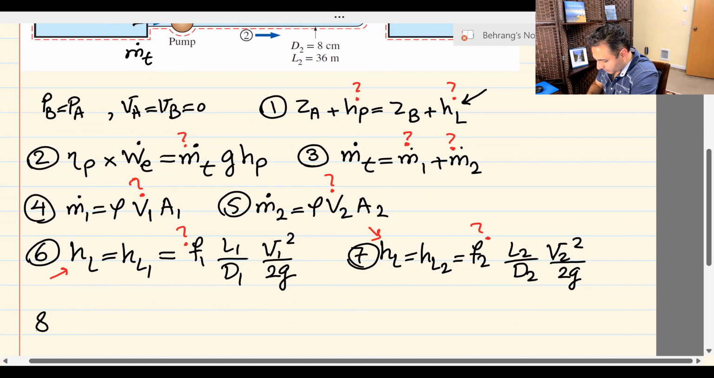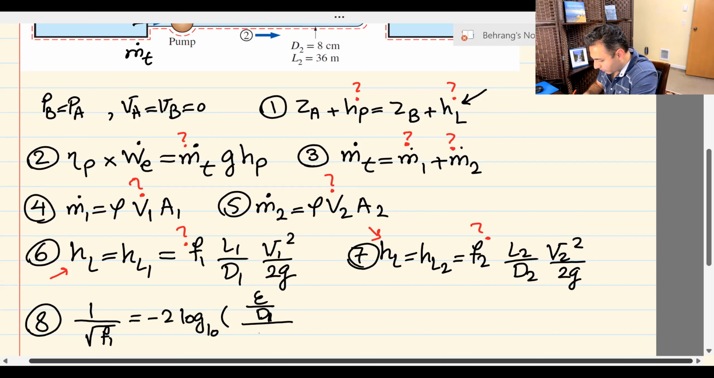Let's write equation 8. Equation 8 would be 1 over the square root of F1, which is the Colebrook equation I'm writing for you: 1 over square root of F1 equals -2 times log 10 of epsilon over D1 over 3.7 plus 2.51 over Reynolds 1 times the square root of F1, because Reynolds in every branch is going to be different.